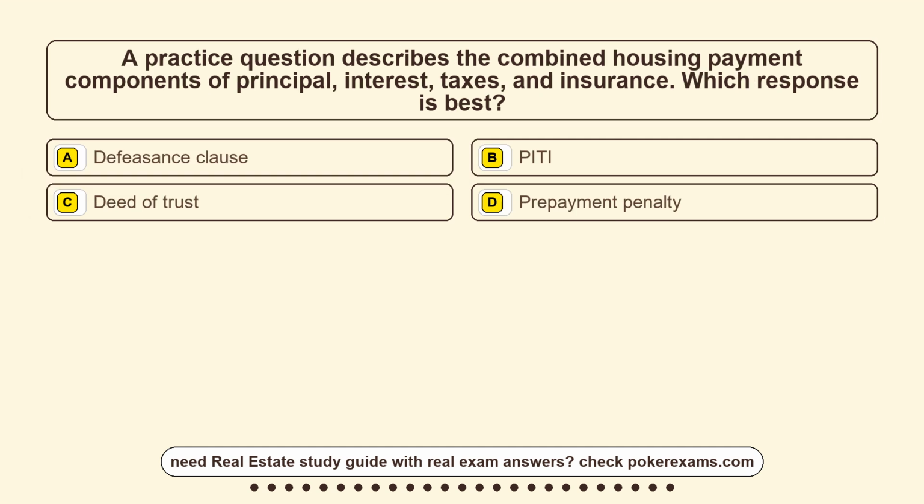Question 12. A practice question describes the combined housing payment components of principal, interest, taxes, and insurance. Which response is best? Option A, the defeasance clause. Option B, PITI. Option C, deed of trust. Option D, prepayment penalty. The correct answer is option B, PITI.